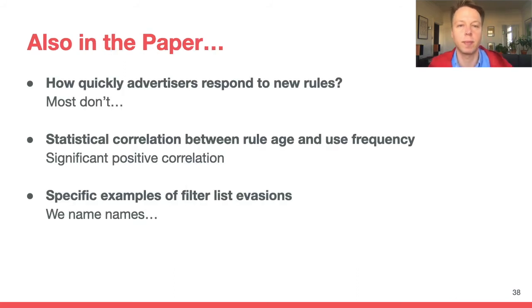Finally, there are a couple of other measurements in the paper that I won't go into here, but I just want to highlight. We also do some measurements of how long it takes for advertisers to respond. We give specific examples of organizations who are evading filter lists, things like that. Those are all in the paper as well.